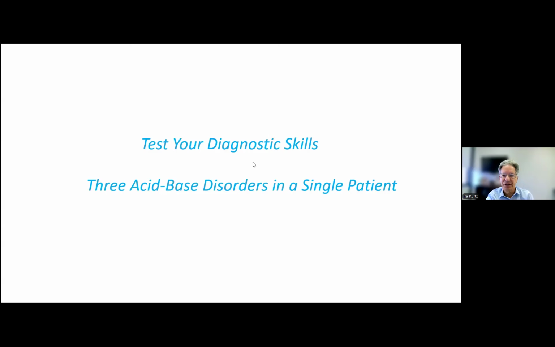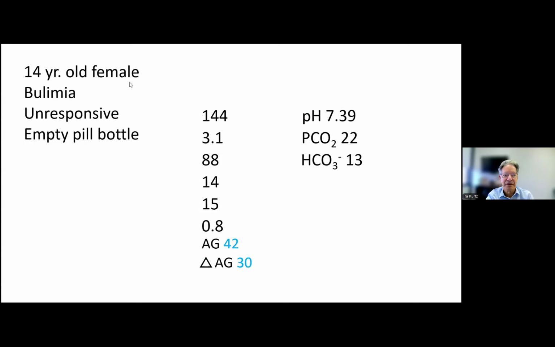Now let's test your diagnostic skills. This is the last case. This patient actually has 3 acid-base disorders, and we'll just show how we go through the thought process. So it's a 14-year-old female with bulimia who's unresponsive, and an empty pill bottle was found. A little bit of hypernatremia, hypokalemia. Anion gap is up by 30. PCO2 is 22, and the bicarb is 13. So this is a change in PCO2 of 16 versus a change in bicarbonate of 10, both in the down direction.